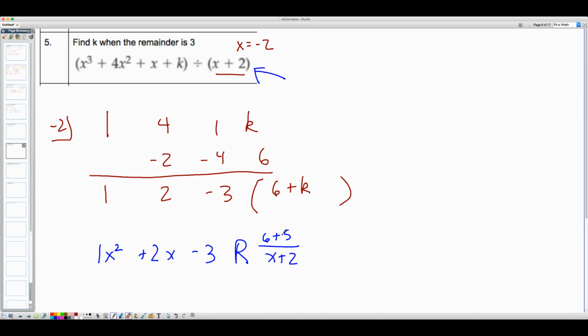Now what I'm supposed to do is find the remainder here. The remainder is 3. So 6 plus k has to equal 3. Well, a k value of negative 3. So k is negative 3 is my answer to this.